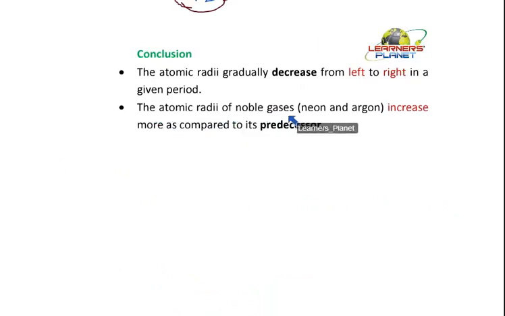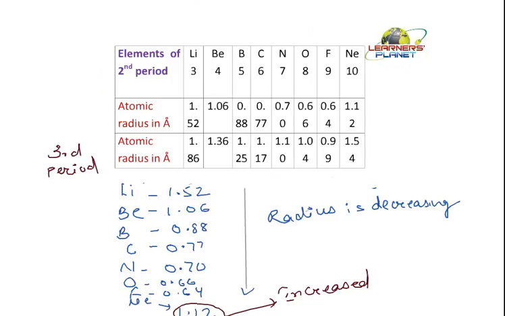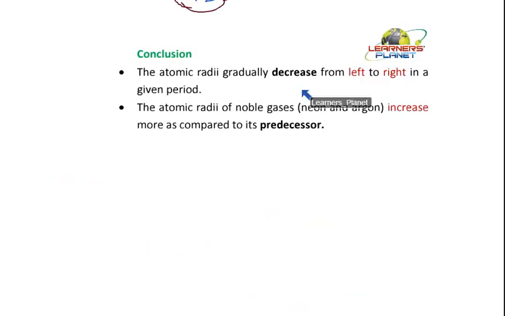The atomic radii of noble gases, such as neon and argon, increase as compared to their predecessor. So what is happening? It is increasing. The rest of the radii are decreasing, but the noble gas radius is increasing. We can say that "as compared to the predecessor" is not required here. The atomic radius of the noble gas is increasing.